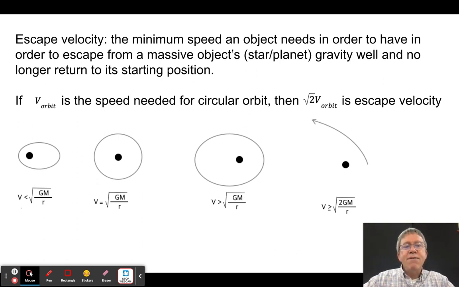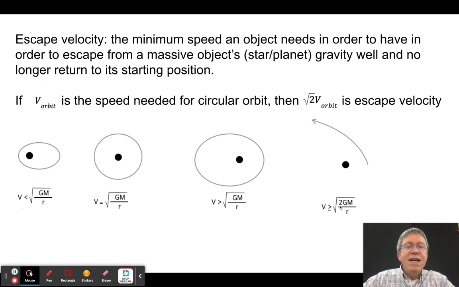Escape velocity is essentially the minimum speed an object needs in order to become gravitationally unbound from the thing that it was orbiting. Remember that if the velocity of orbit equals the square root of GM over r, I have a perfectly circular orbit. If you have less than that, you're going to have an elliptical orbit where I end up closer to the star. And if the velocity is greater than this value, I end up with an ellipse where I end up farther away from it because I'm going faster.